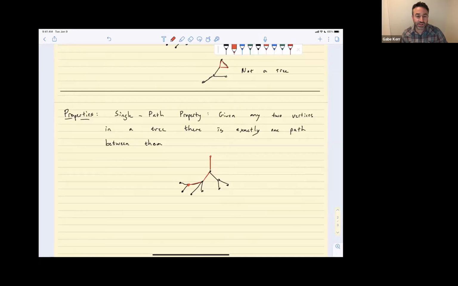What was the question? I said we've got this property for trees, the single path property. Given two vertices, there's a single path between them. That's the property. And I'm asking, why is that property true? What would go wrong if I had another, different path between those two vertices? Why would that be a problem?